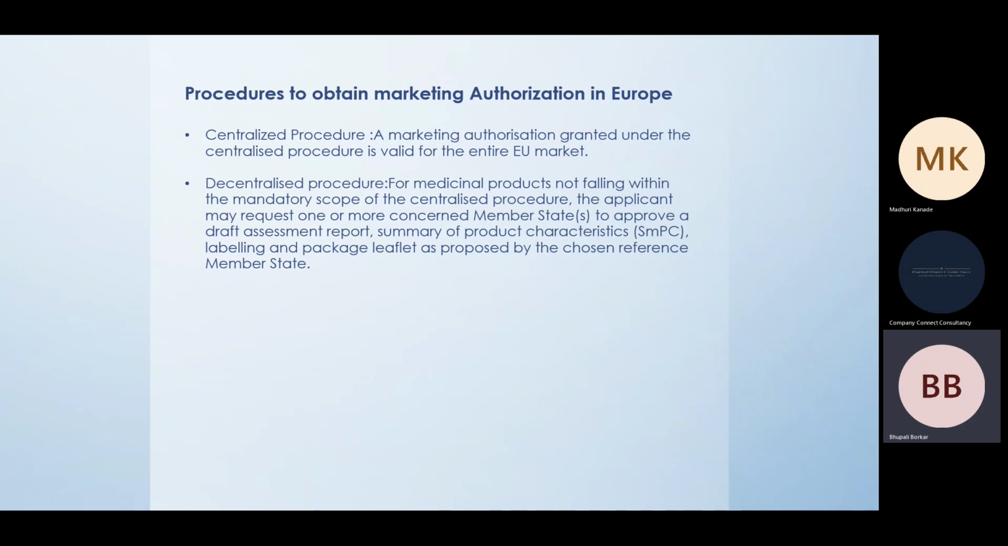Second one is the decentralized procedure, for medicinal products not falling within the mandatory scope of the centralized procedure. In this case, you don't have the right to sell a product in a particular area. But what you basically do is you select a country as RMS. RMS means reference member state. You choose a country as RMS depending on some conditions.